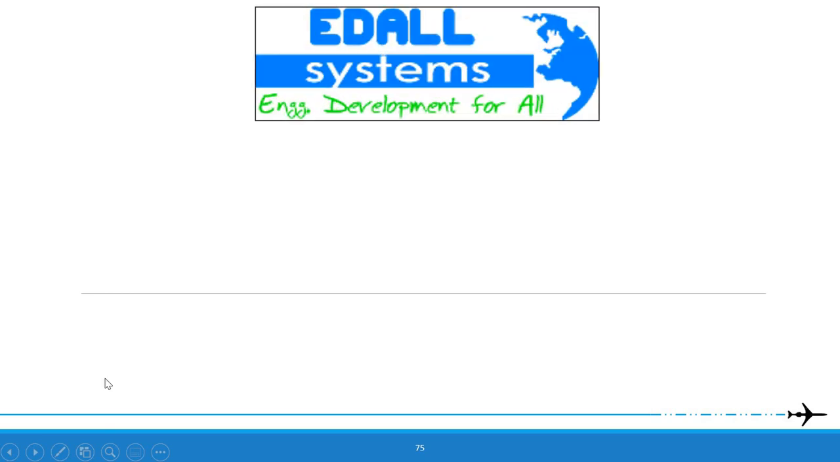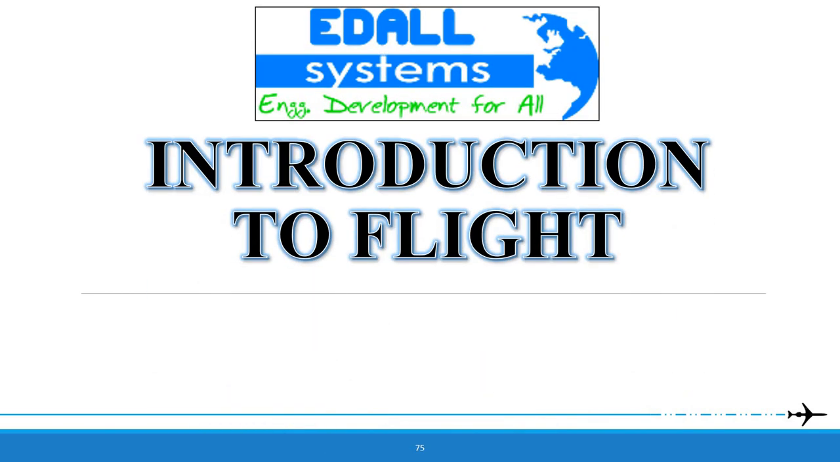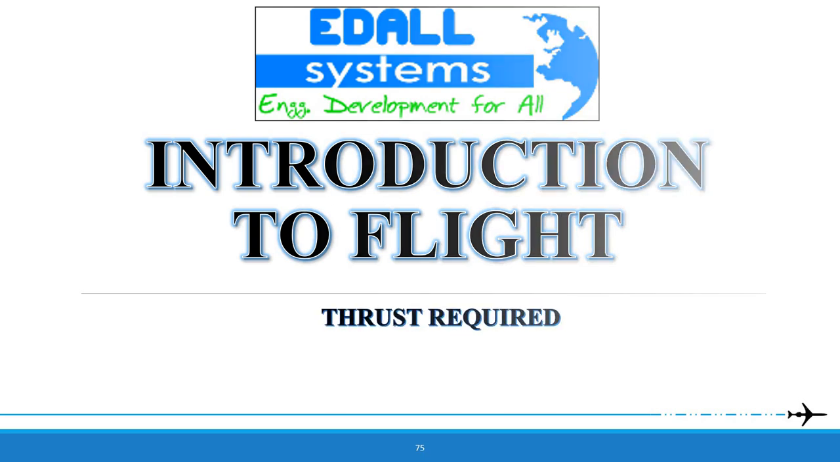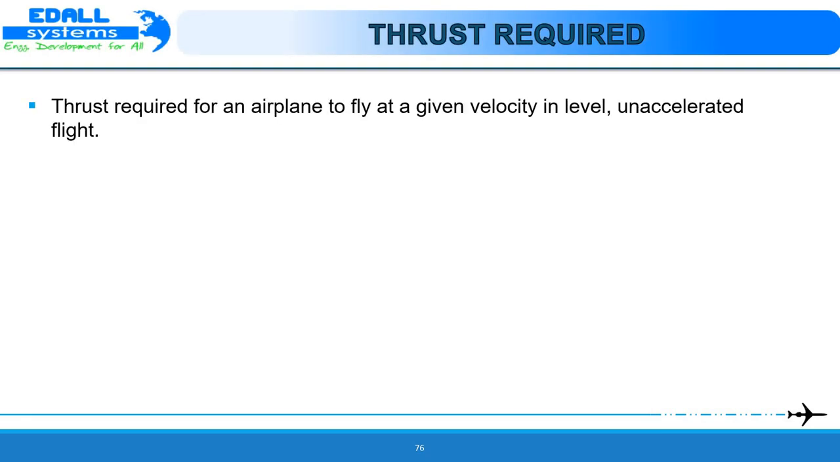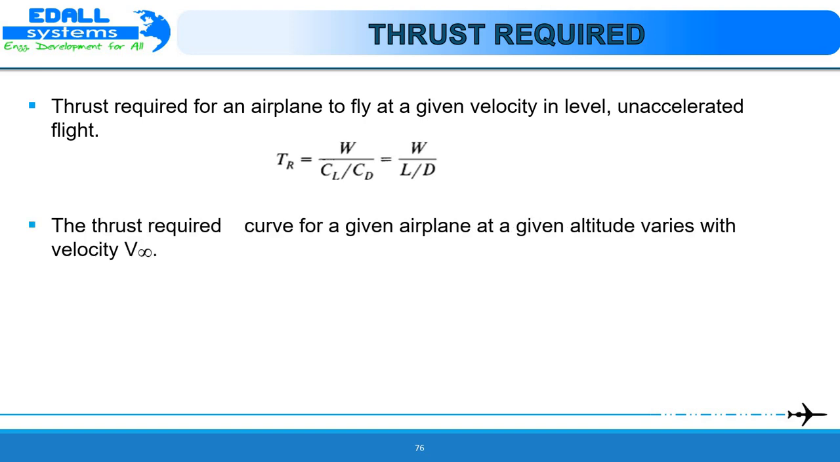In our previous session, we had seen about equation of motion and static and dynamic performance. Let us start off with thrust required in this session. Consider an aeroplane in steady level flight at a given altitude and a given velocity. For flight at this velocity, the aeroplane's power plant must produce a net thrust which is equal to the drag.